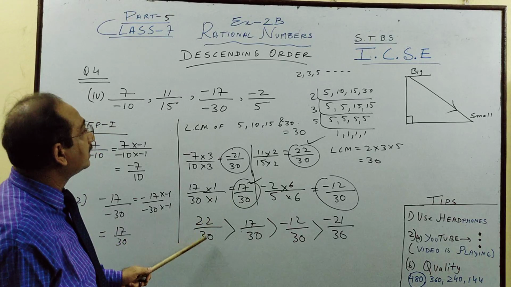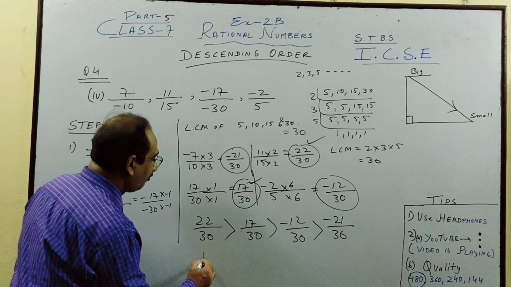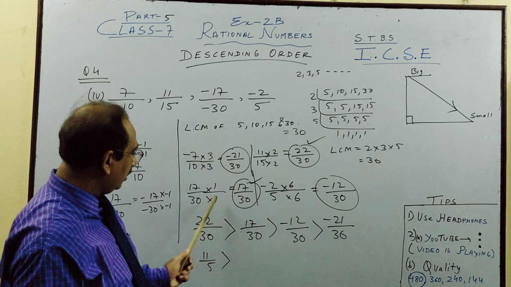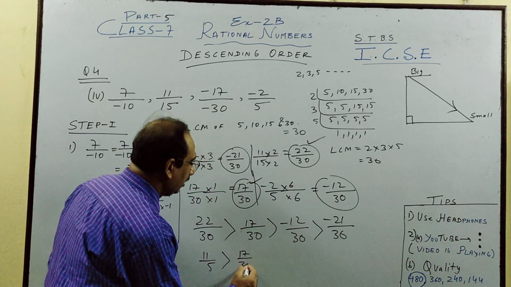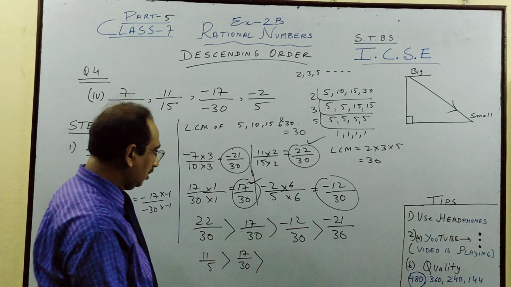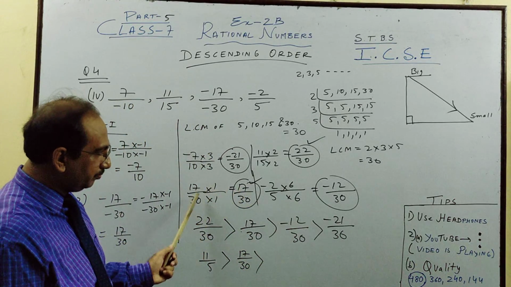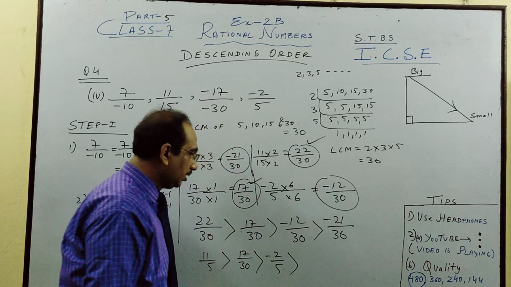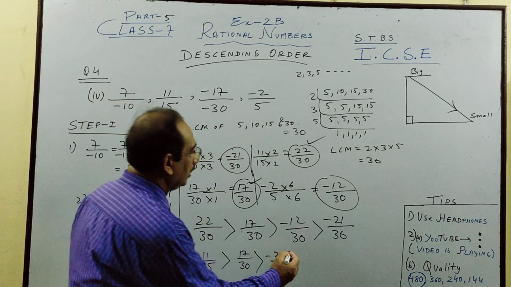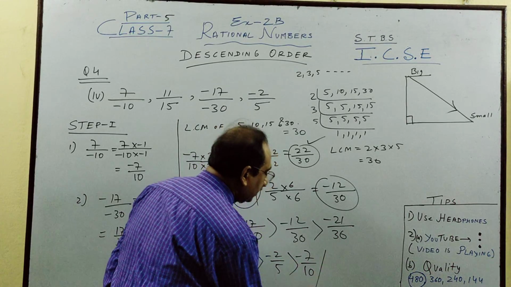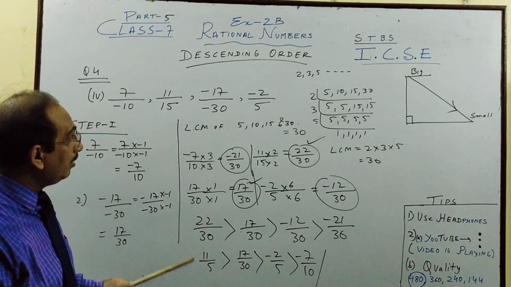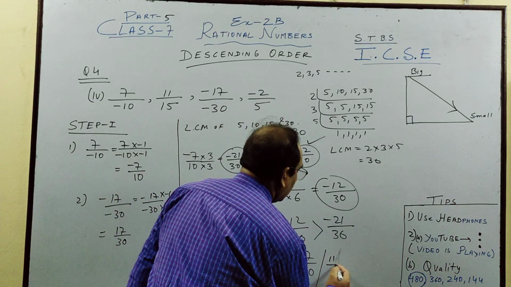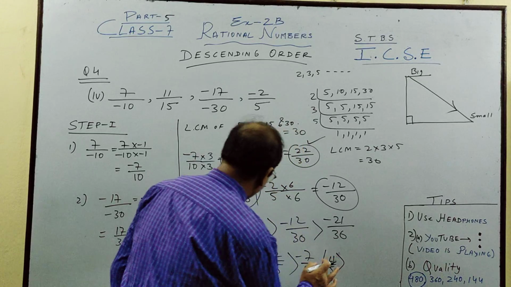So 22 by 30 stands for which one? 11 by 15. This stands for this. 17 by 30 stands for 17 by 30. Okay? They are the same. Minus 12 by 30 stands for minus 2 by 5. The last of all, minus 21 by 30 stands for minus 7 by 10. But children, see the last part. 11 by 15 is alright. Check nicely. 11 by 15. Now listen carefully.